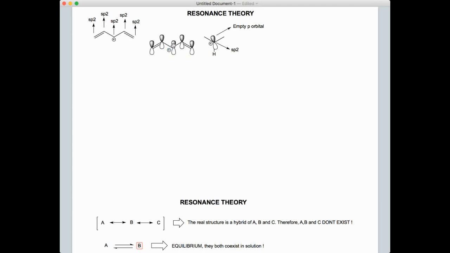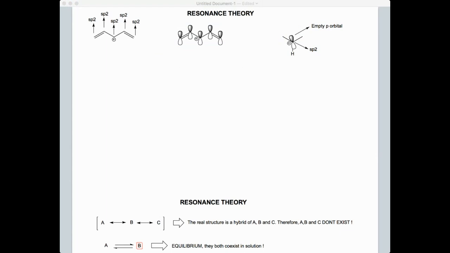How many pi electrons do we have in this carbocation? This is a delocalized system, we just agreed on that. How many pi electrons in this delocalized system? That is 4 pi electrons, 2 in this bond, another 2 in this bond, that's 4. This p is empty. 4 pi electrons, right? Okay, so this is the orbital picture.